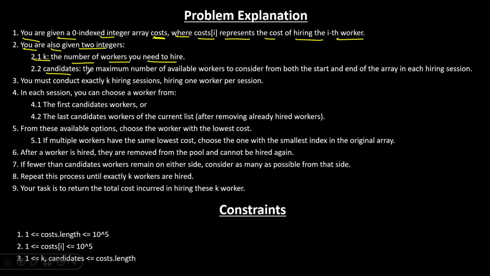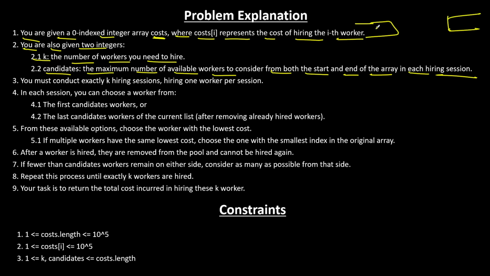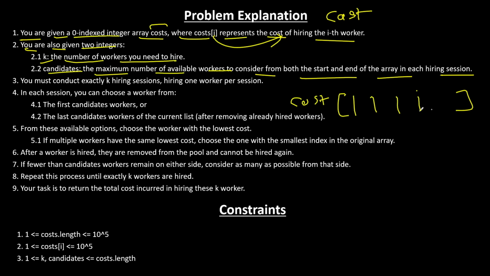And candidates is the maximum number of available workers to consider from both the start and the end of the array in each hiring process. So this basically represents the number of candidates we can grab in one hand from the starting of the array and the end of the array. Let me explain this scenario by taking an example cost array. I'm writing 0, 1, 2, 3, 4, whatever the values are here.